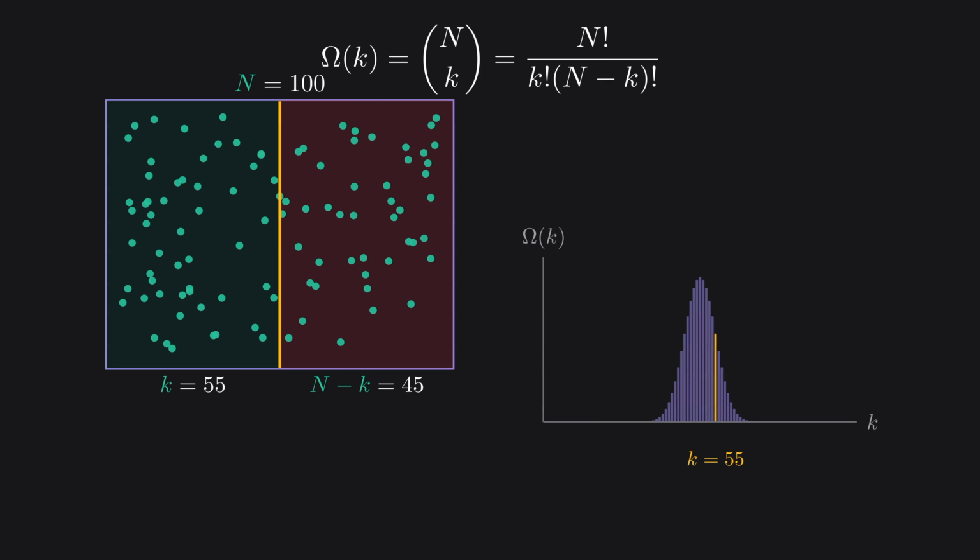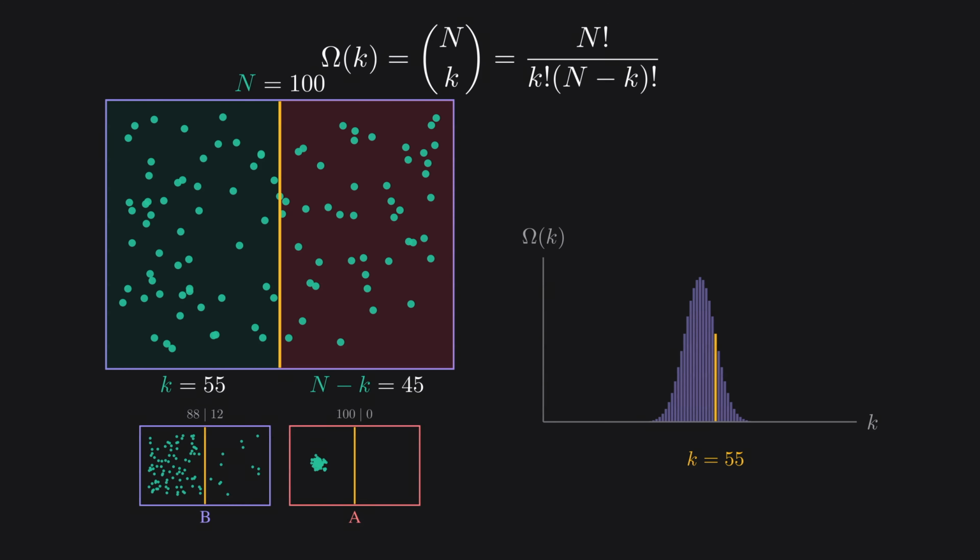You see, the chance of observing 55 particles on the left is quite decent. For the other configuration that we saw, suppose we have 88 particles on the left. That number of arrangements, omega, would be much smaller. And if we have all 100 particles on the left, the number of arrangements would be even smaller. In fact, in this case, it is exactly 1.